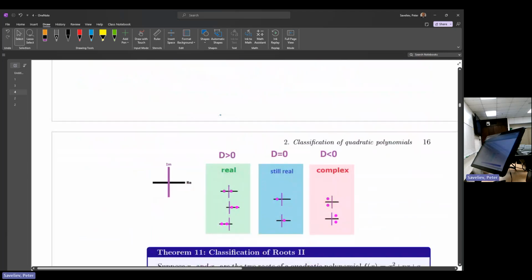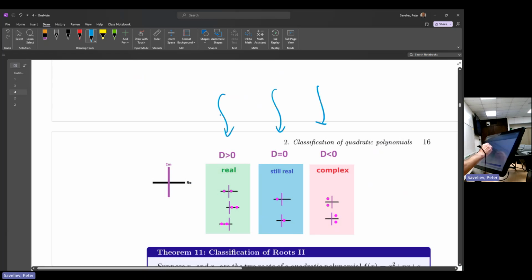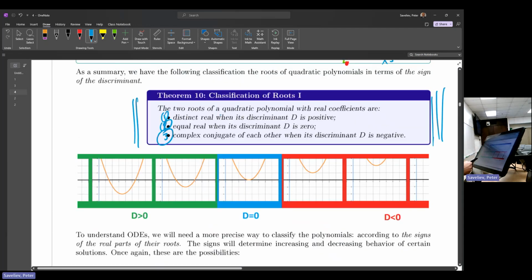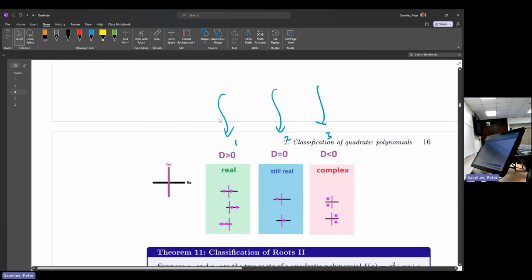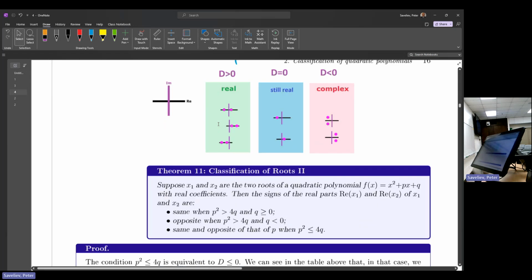So here is just the visualization of those three cases: 1, 2, 3. They are visualized here. The first one and second one lie on the real axis, so the two roots lie on the real axis, and there could be one, but still on the real axis. Once they become complex, they actually split, but only in a certain fashion. They don't split in an arbitrary way. They have to be always symmetric.